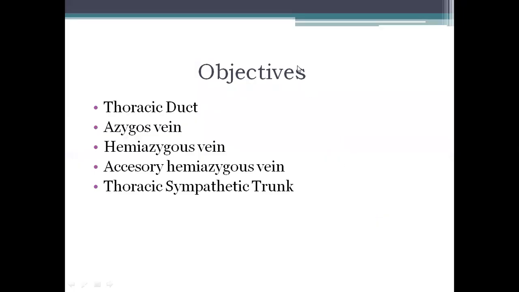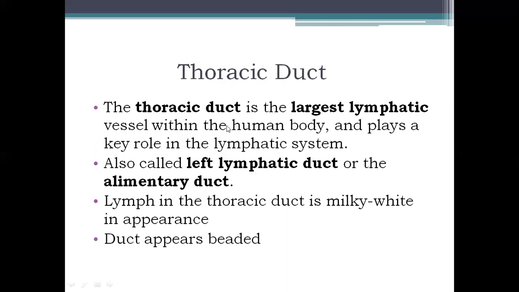Today's objectives are, we're going to see about the thoracic duct, its area of drainage, extent, its measurements, its formation, course, its tributaries, its relations, and its development. And then we'll see about the Azygos system of veins and then the thoracic sympathetic trunk. First, about the thoracic duct.